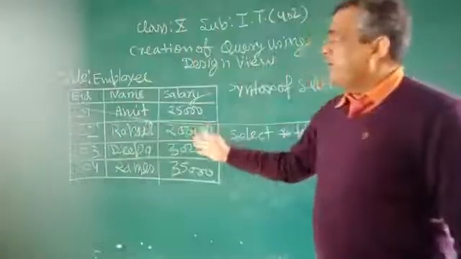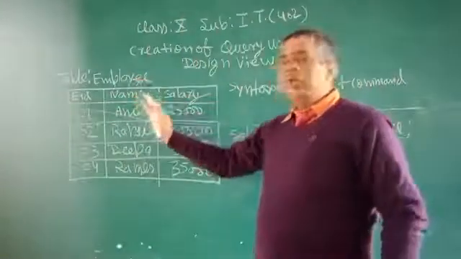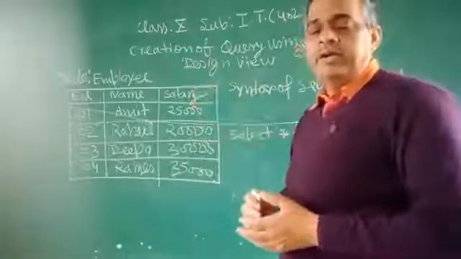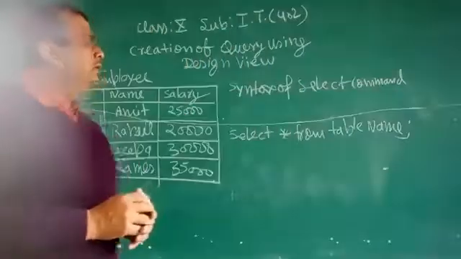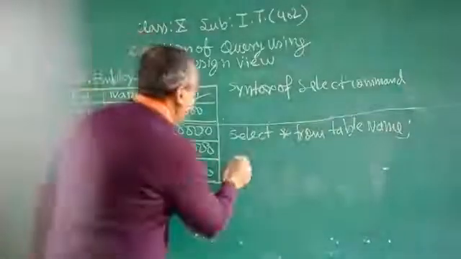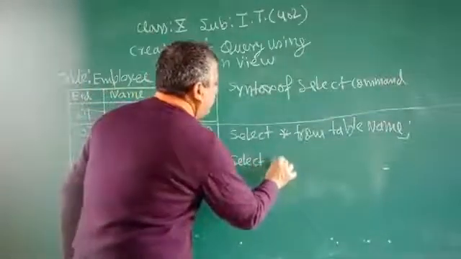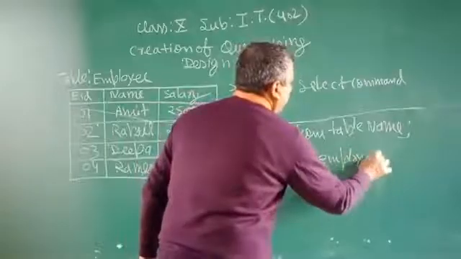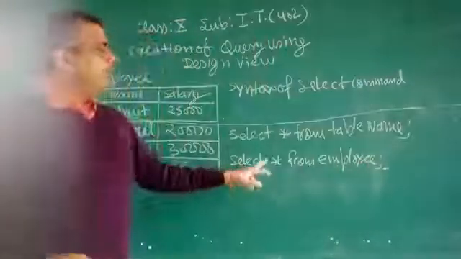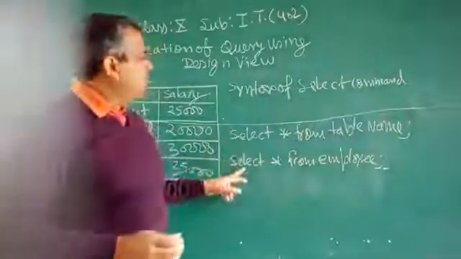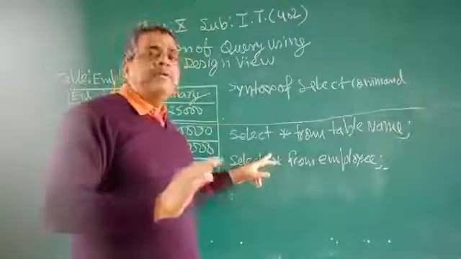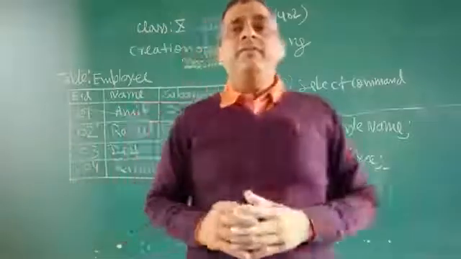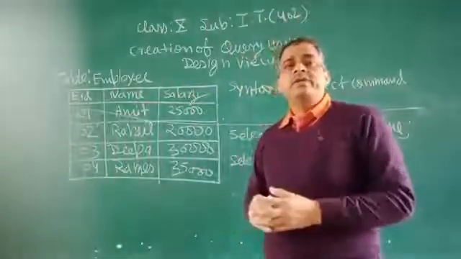Suppose you have a table, the table name is employee, and you want to access all the information of this employee table. Clear? We can write the select statement in this way: select asterisk from employee. Here select is the keyword, and this asterisk denotes all the fields of the table. From is a keyword, and here employee is the name of the existing table from which you want to retrieve the information.